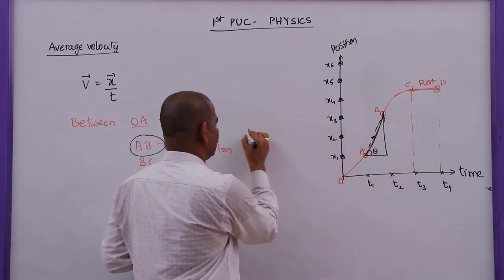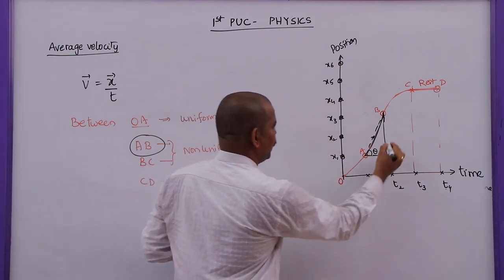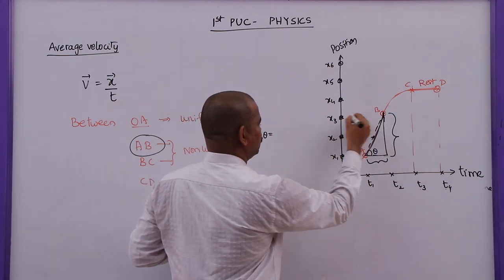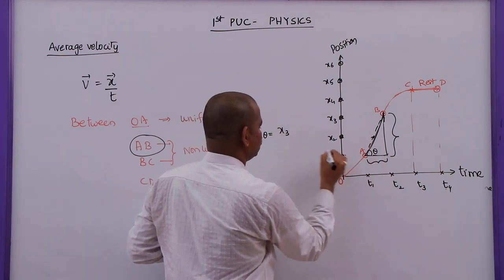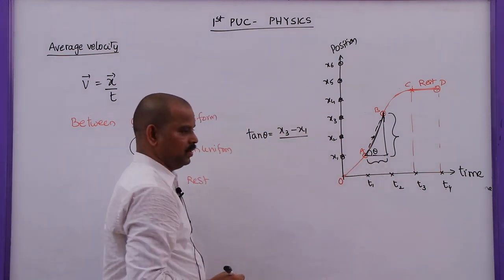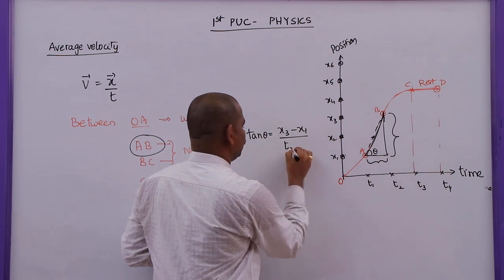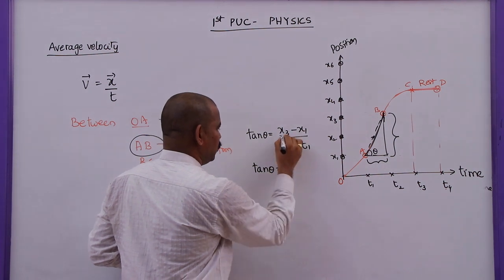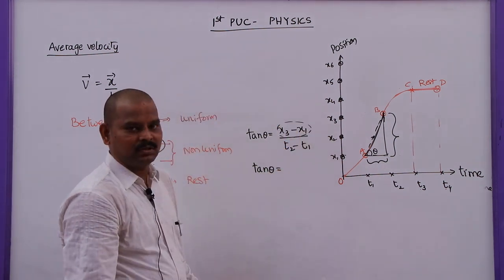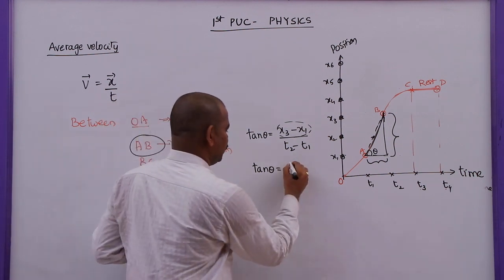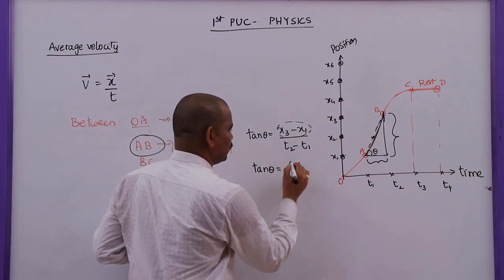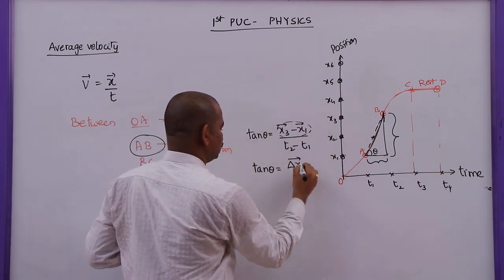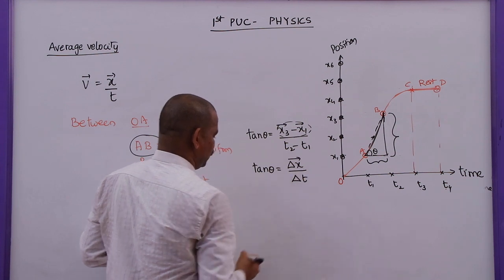Now how to find out this tan theta? Tan theta is given by the opposite side by the adjacent side. What is this opposite side? This is x3 and this is x1. x3 minus x1 by this, t2 minus t1. So tan theta is equal to, what is this x3 minus x1? This is the change in position. So let me take it as delta x. But as I am finding the velocity, always you take the bars here. So this is delta x bar by delta t.